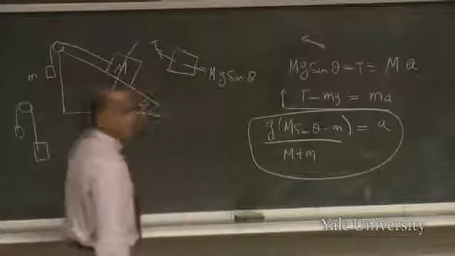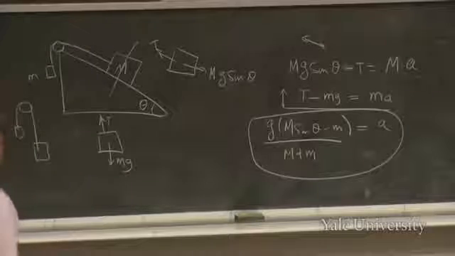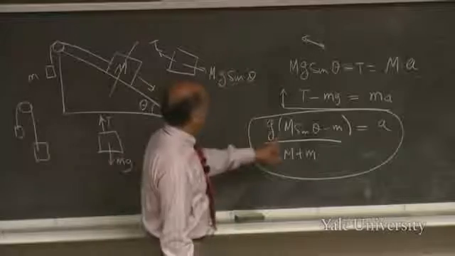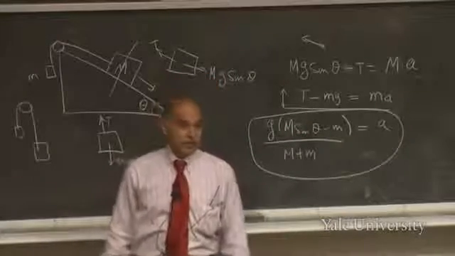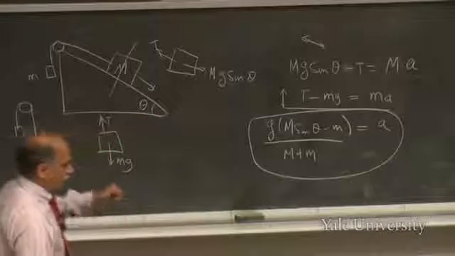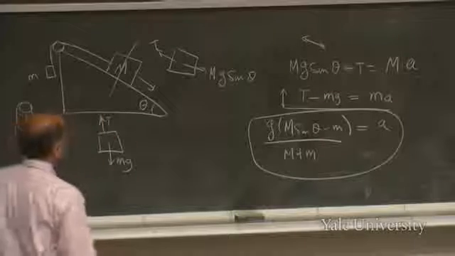And again, you got to ask, does it make sense? Now you notice that for it to be positive, namely to go downhill, it's not enough if big M is bigger than small m. Big M sine theta should be bigger than small m. That's because M sine theta is the part that's really pulling downhill. M cosine theta is trying to ram it into the inclined plane, and that's being countered by the normal force.